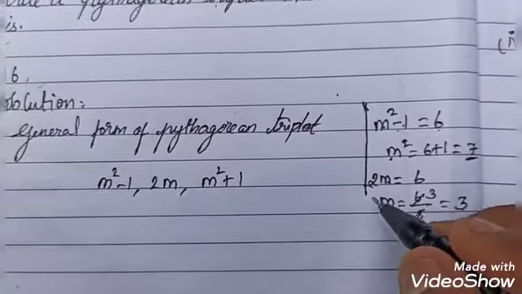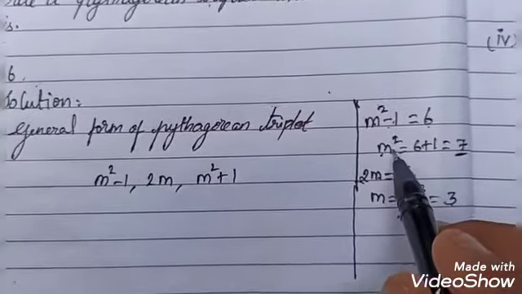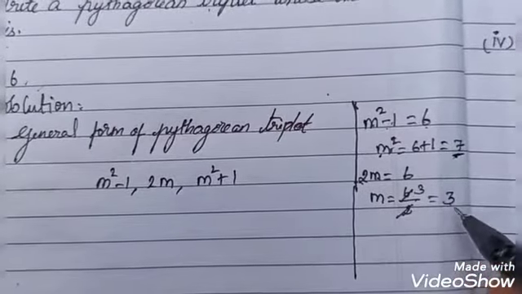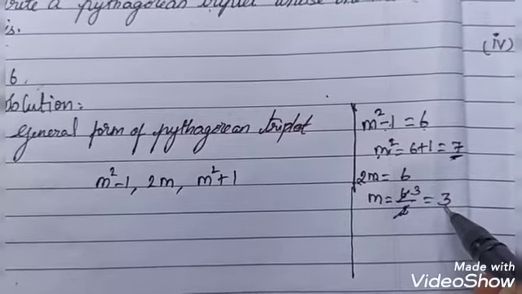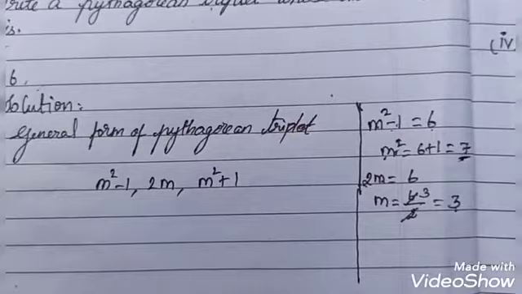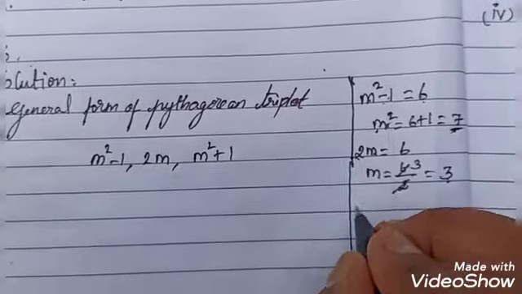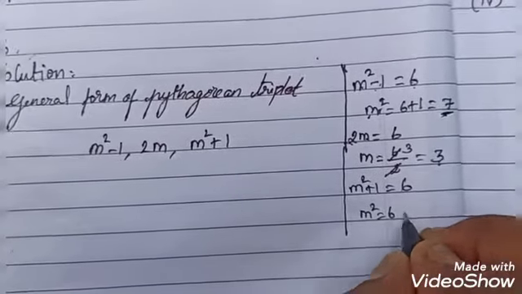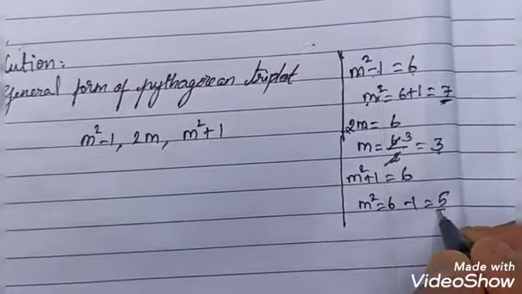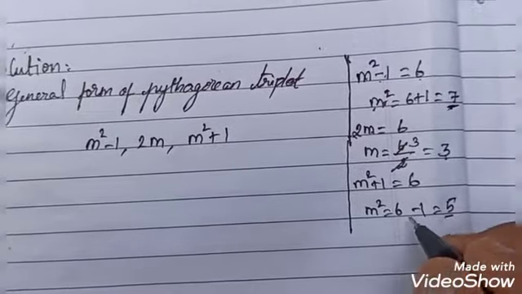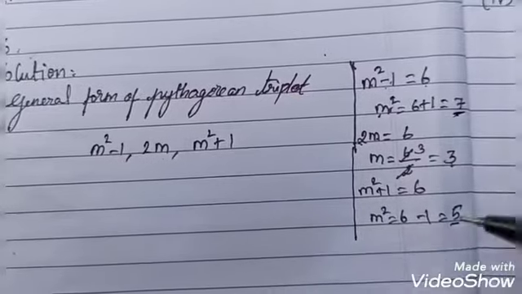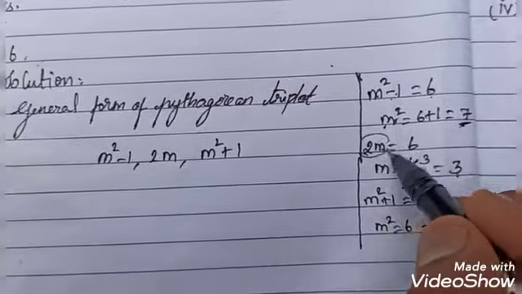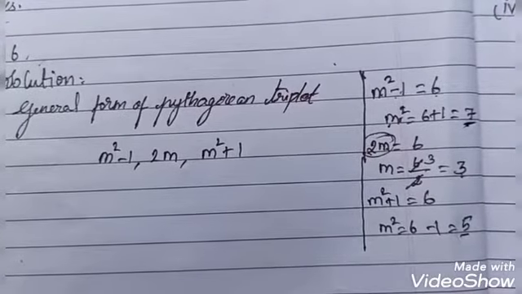Next you need to check the other one as well. Here we can't find the m value because 7 is not a perfect square, but with 2m we get m equal to 3. But you need to check m square plus 1 also. m square plus 1 equal to 6, so m square equals 6 minus 1 equals 5. 5 is not a perfect square, so we can't find the value of m. So the applicable value here is 2m.